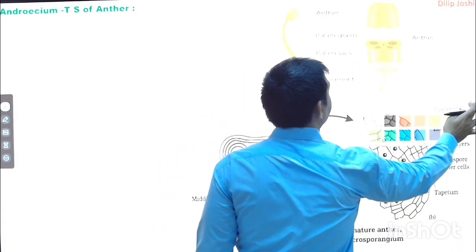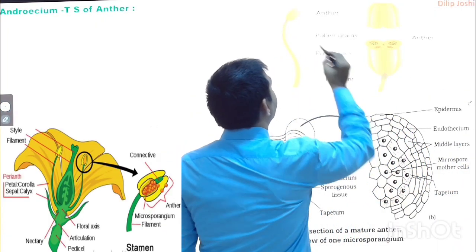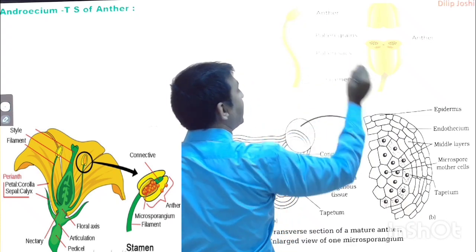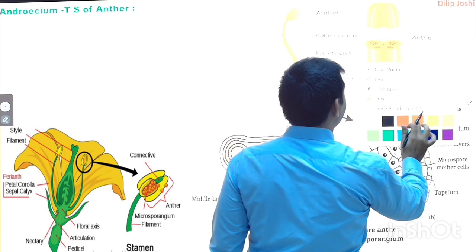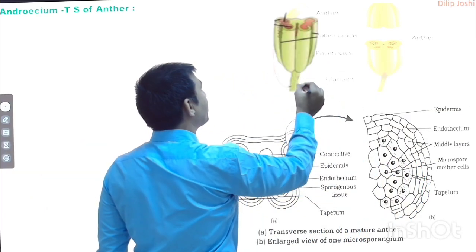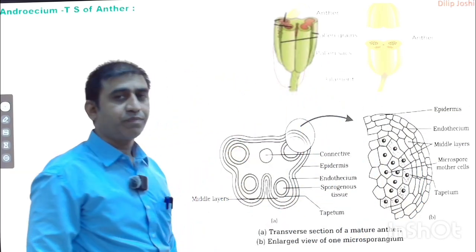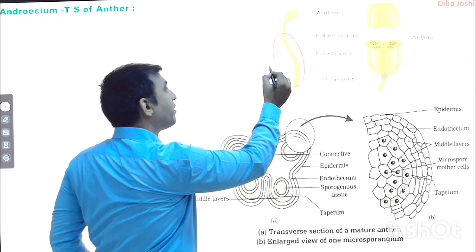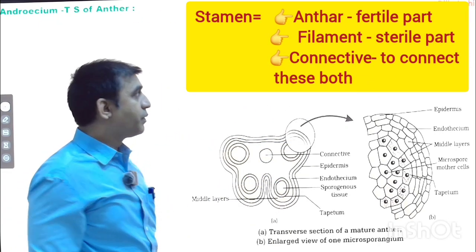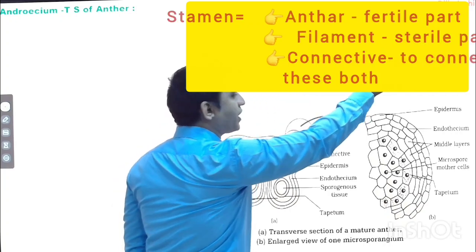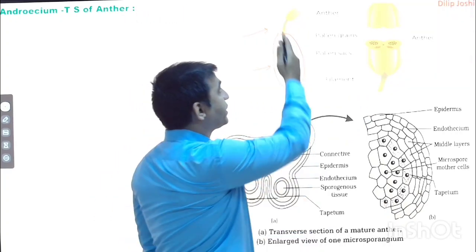Here you can see this part is anther, and the long slender part is filament. This one is the filament. This is the sterile part, and this one is the fertile part. Then, when we take the transverse section of anther, we can see this is the dithecous anther.